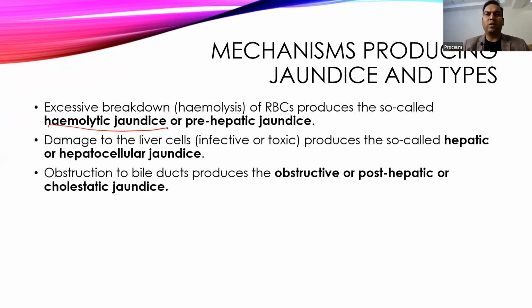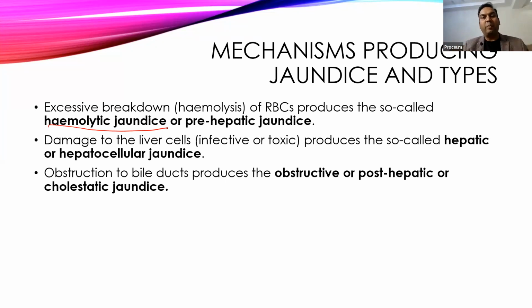Third thing, the liver is also normal. It is conjugating the bilirubin and releasing it into the bile, but from the bile it is not moving outside the body. So there is obstruction in the bile duct system. As it causes obstruction, it can also cause obstructive jaundice or post-hepatic jaundice, or because of stoppage of the bile, also called chole. So stoppage of the bile, that's why it is also called cholestatic jaundice. Okay, so these are the three mechanisms which can increase the bilirubin condition.